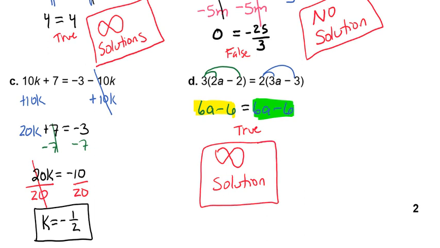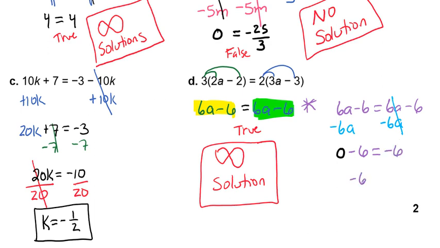Now don't worry, if you didn't notice that those were the same, you can still work out this problem and get the same answer. So if you hadn't noticed it, you would begin by moving one of your variables over to the other side. And I just go 6a minus 6a is a 0. So I would have 0 minus 6 equals, remember that one's what we crossed off, negative 6. And 0 minus 6 is a negative 6. And here we have negative 6 equals negative 6.